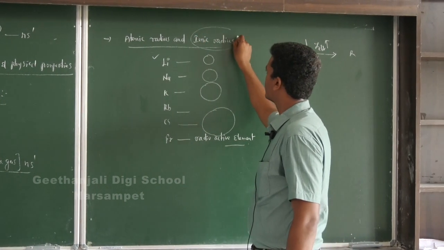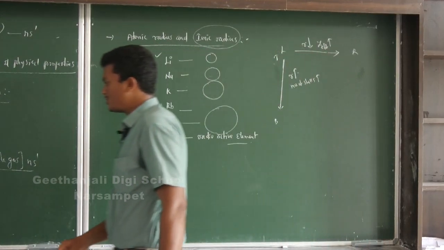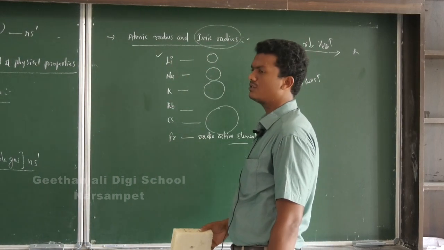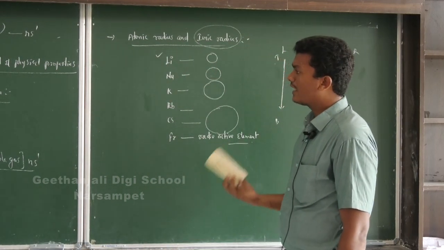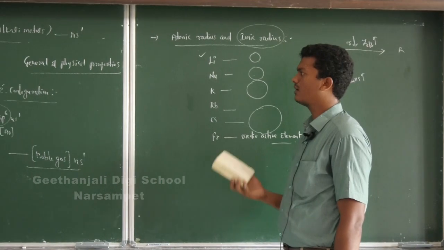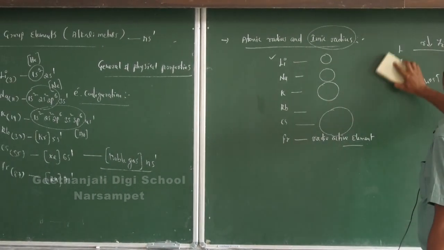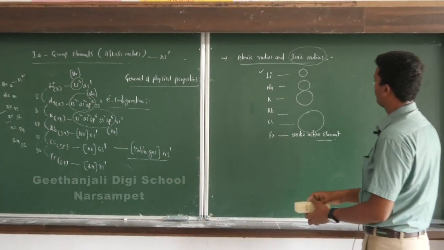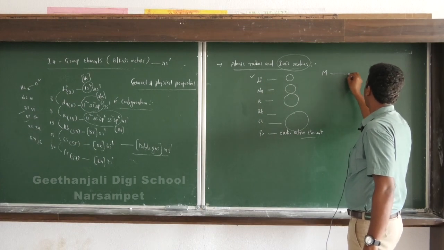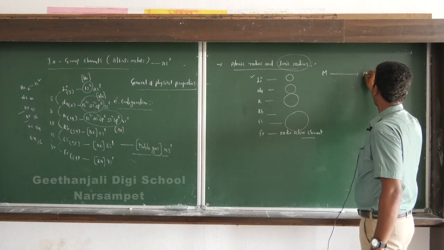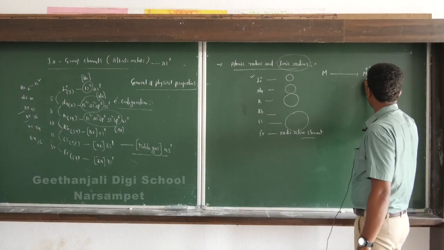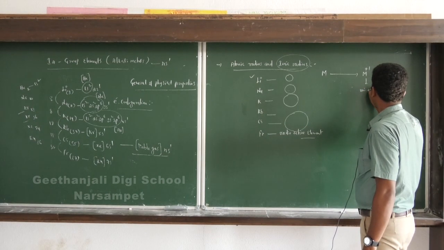Next, ionic radius. The first A group elements, as they have one electron in excess of their nearest stable configurations, are involved in the loss of only one electron, which is present in the last subshell or last shell. When they lose one electron, for example, M can be taken as an alkali metal. When it loses one electron, it forms an M plus 1 type of ion. This M plus 1 type of ion is also called a unipositive ion.